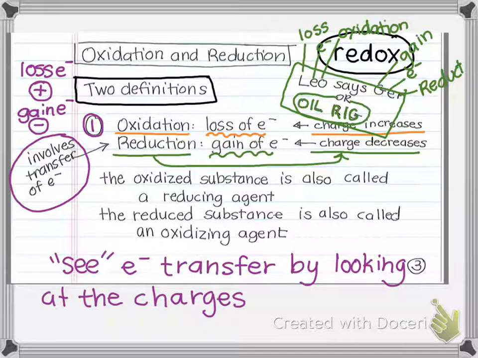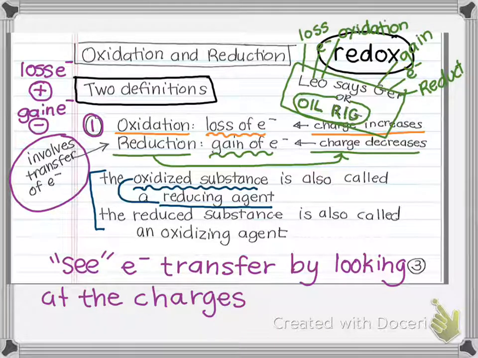Now, if you look down here, we'll also see some more definitions, and this will be used in both of the oxidation reduction definitions. But whatever substance is oxidized, that is also known as the reducing agent. So these two things are the same thing. The oxidized substance is also the reducing agent. I like to think about it as that the substance that's being oxidized also has a job, and its job is to reduce the other substance. So it's a reducing agent.